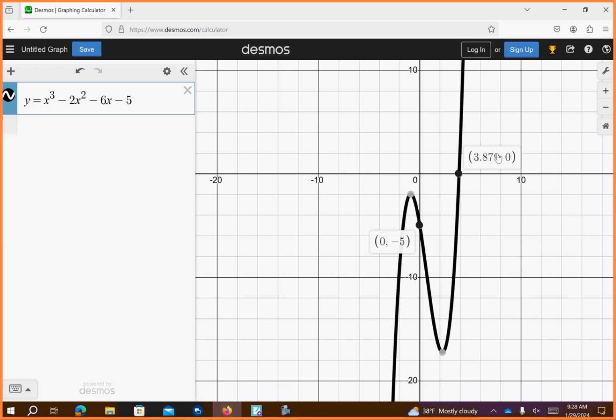Do you agree with what I have so far? So 3.879, comma 0 is the x-intercept. 0, comma negative 5 is the y-intercept. And most of you probably know this, but for those who don't, when you have a long string of stuff and you have a constant, meaning a number that doesn't have an x attached to it, so in this case it's negative 5, that's why our y-intercept is negative 5.